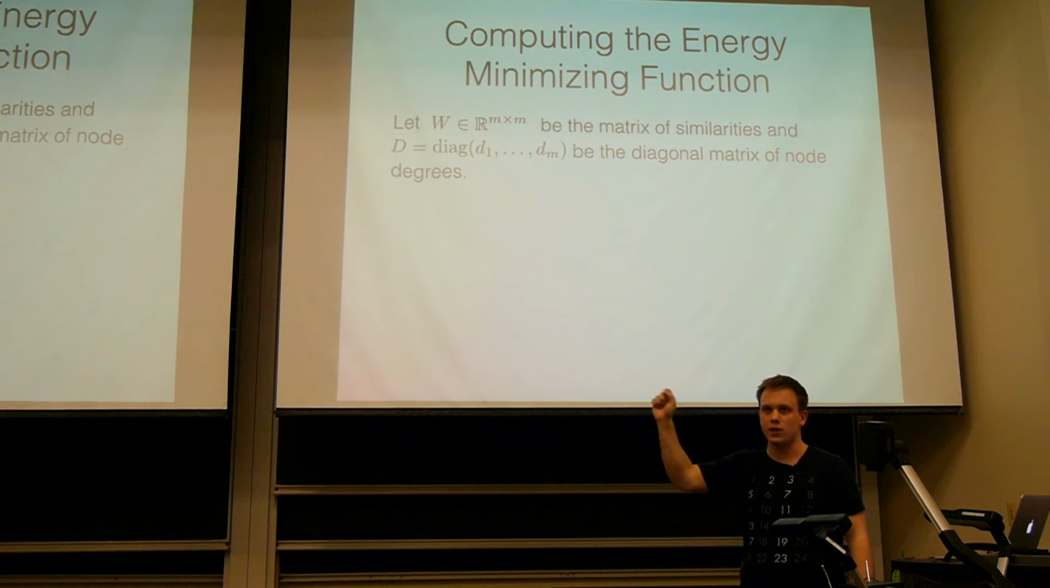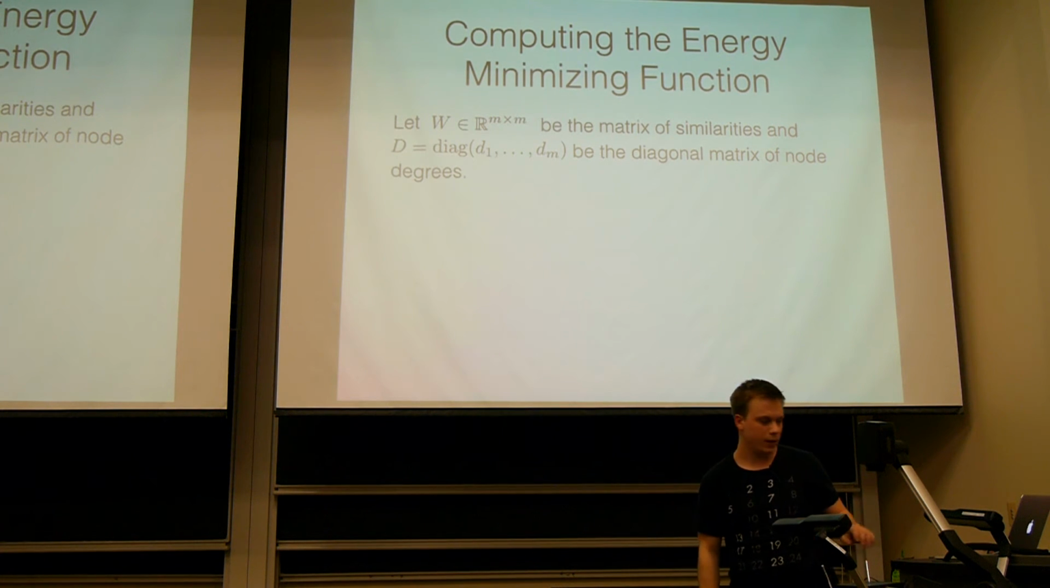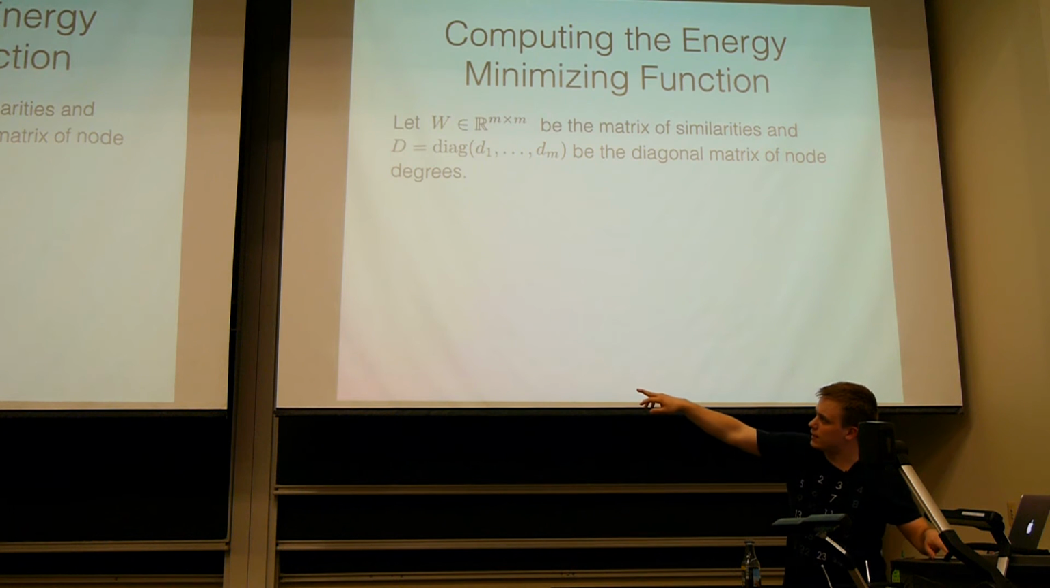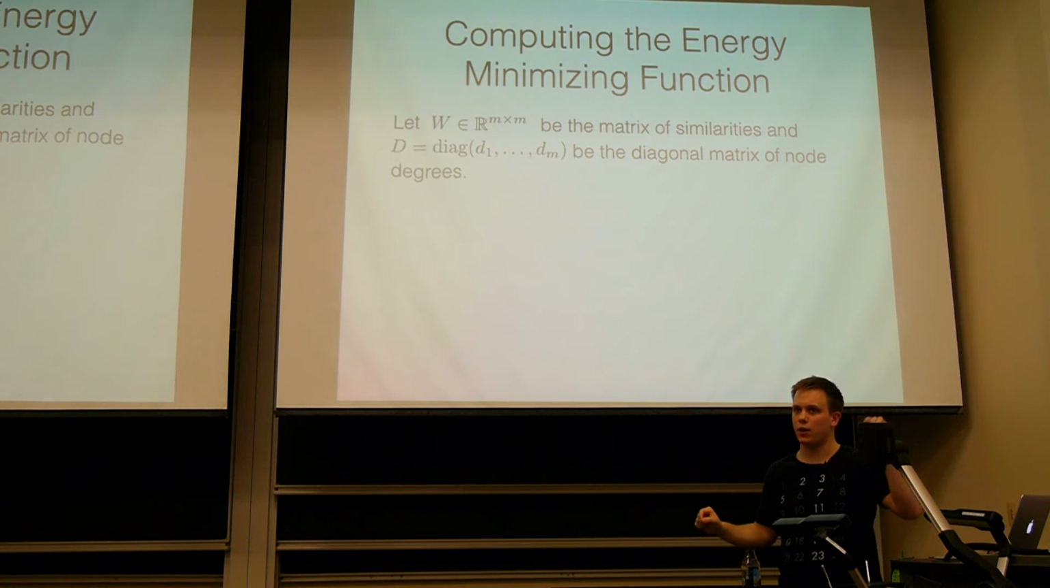And this W matrix, the ijth entry, is just the similarity between examples i and j. And then we'll let D be the diagonal matrix, where the diagonal entries are these weighted node degrees. So it's just the sum.